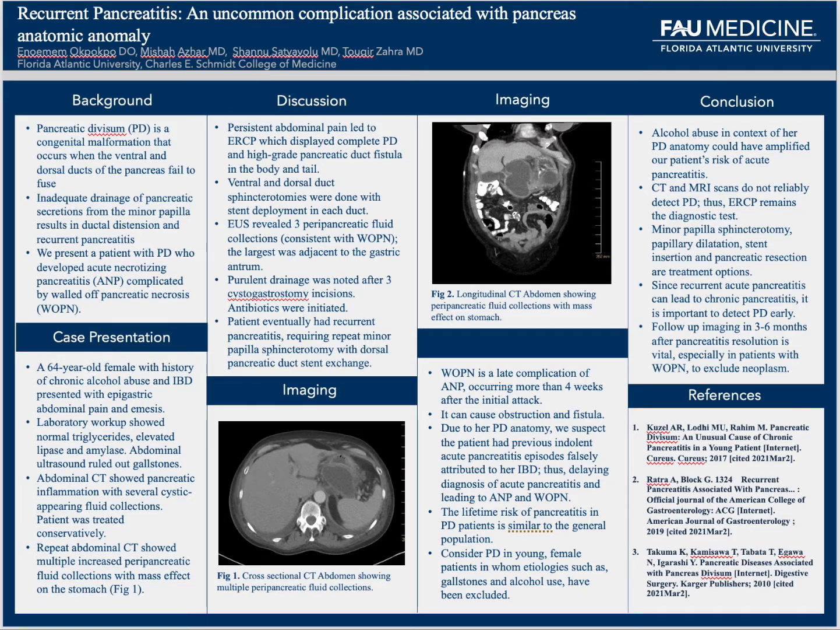Abdominal ultrasound ruled out evidence of gallstones, and a follow-up CT abdomen showed pancreatic inflammation with several cystic appearing fluid collections. Patient was at the time treated conservatively with IV hydration and pain control. Given persistent abdominal pain and nausea and vomiting, a repeat abdominal CT done a couple days later revealed multiple increased peripancreatic fluid collections with mass effect on the stomach.